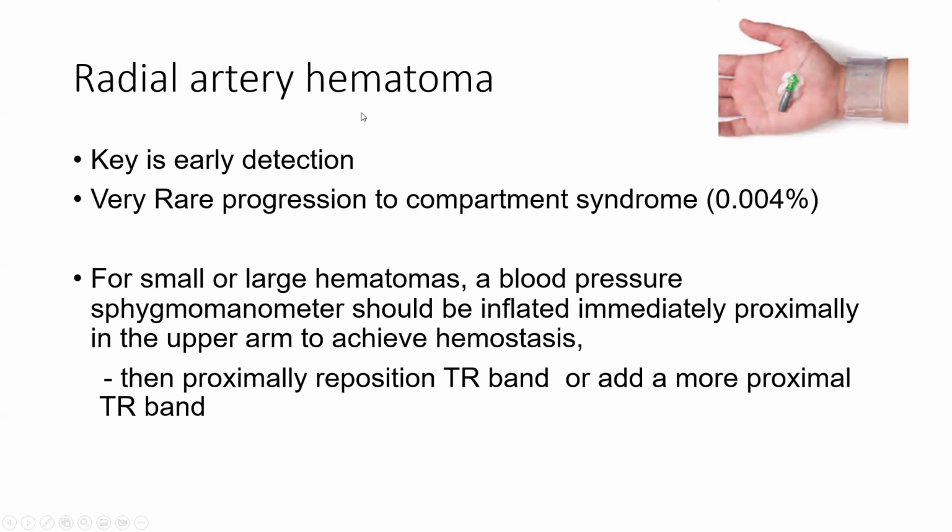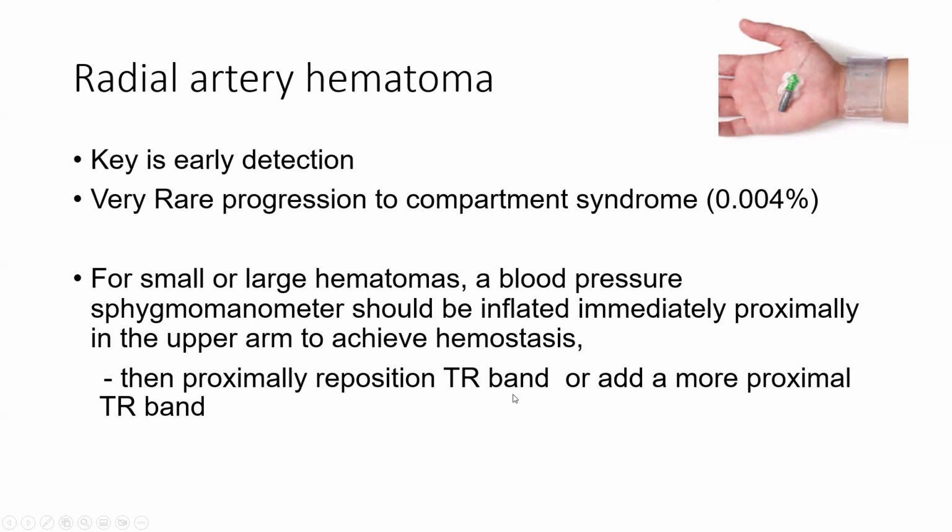Another complication, radial artery hematoma. The key is early detection, very rare progression to compartment syndrome, 0.004% based on registries. For small or large hematoma, the immediate next step is usually to inflate the blood pressure sphygmomanometer immediately proximally in the upper arm or in the forearm above systolic blood pressure and maintain it there above systolic blood pressure.